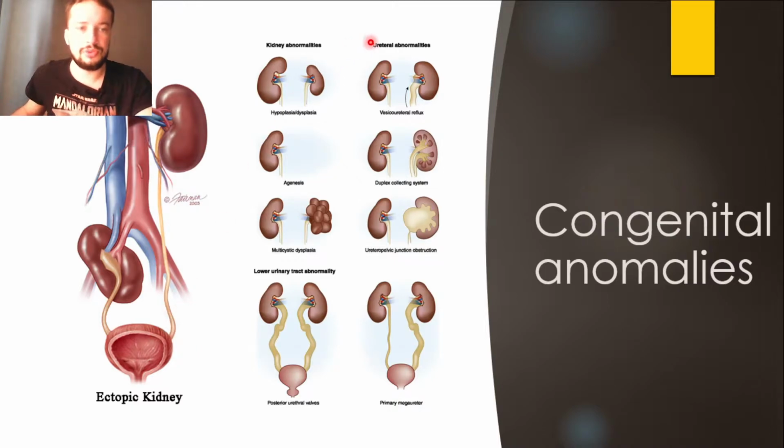And you see in the pictures any type of anomalies. Hypoplasia and dysplasia, agenesia when we haven't got one kidney, multicystic dysplasia when the kidney has the form of many small cysts, posterior urethral valves when we see this type of urethra. There you see a normal type of urethra, and there you see posterior urethral valves.